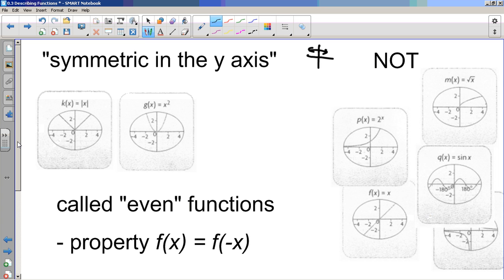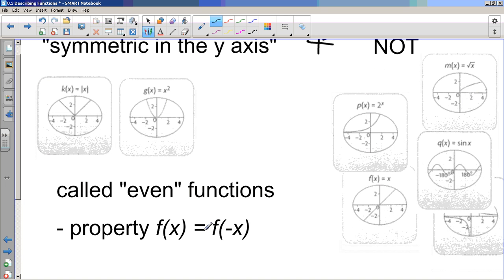These are called even functions. They're even functions because they're symmetric in the y-axis, and they have this property as well. F of x is equal to f of negative x. So for instance, whatever I had for a positive value over here, if I had positive 2, I have the same thing if I were to put in negative 2. 4 in both of those cases for the parabola, the basic parabola, even functions. So that might make you think, well, is there an odd function?